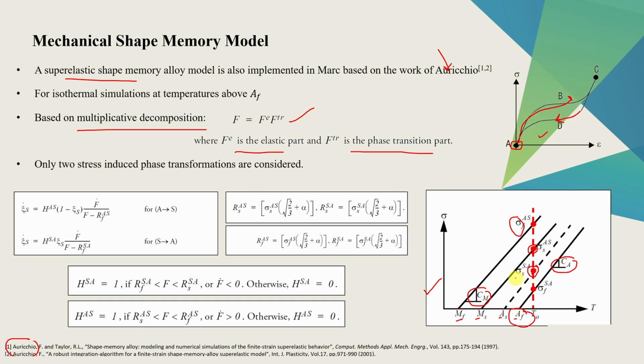Again at this point, conversion from martensite to austenite will start and it will finish over here. Here itself you can see we reduce the number of parameters from 6 to 4 and we don't have the G function here. That is going to save us even more parameters.